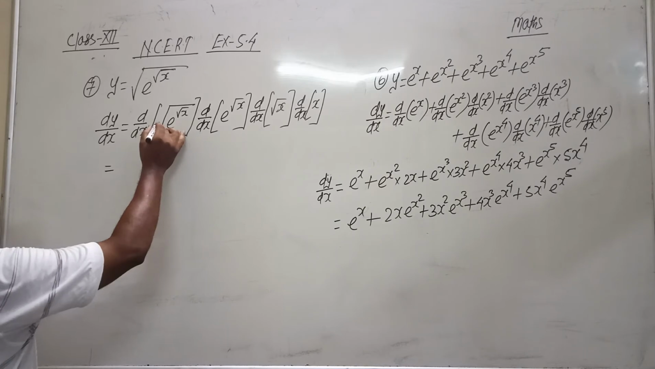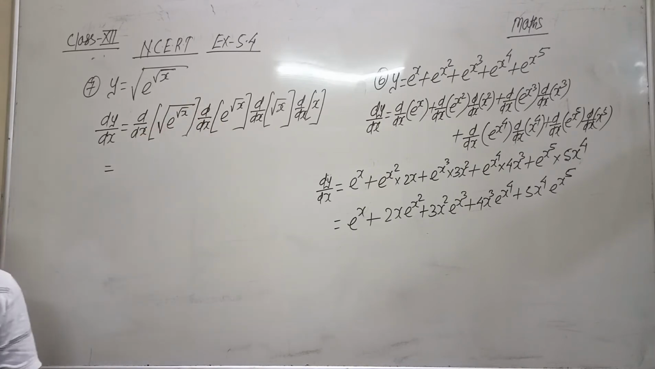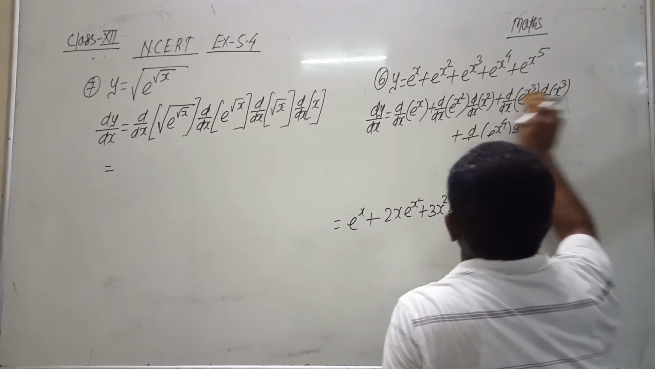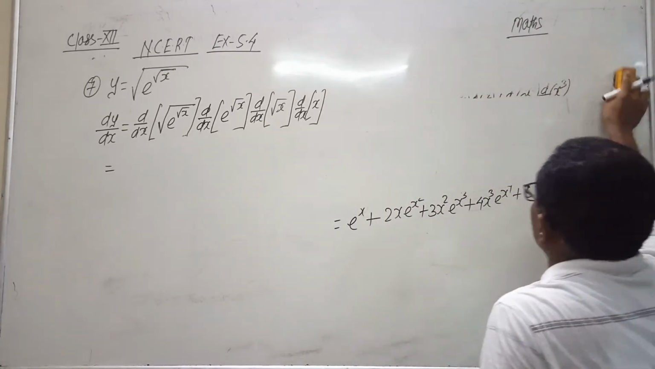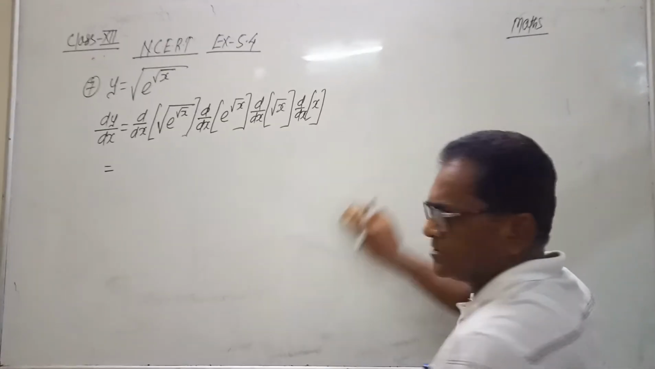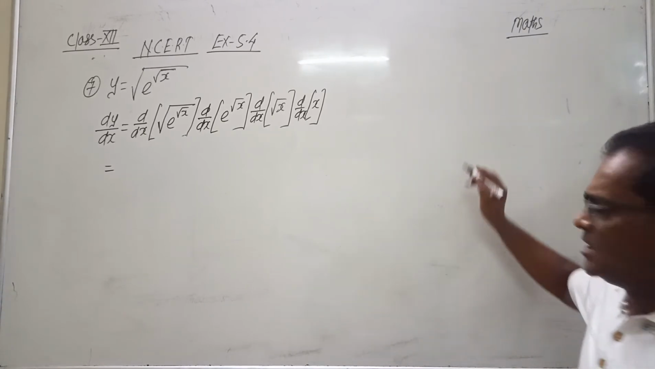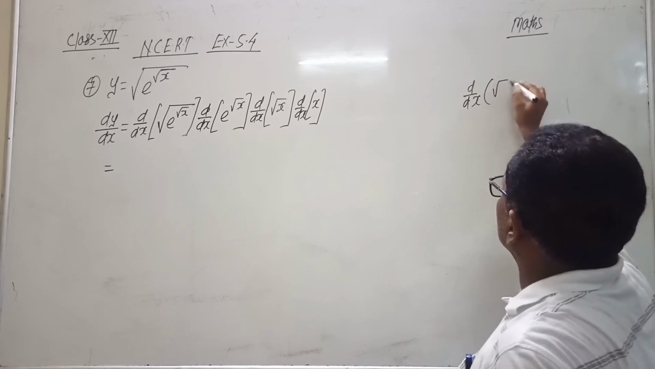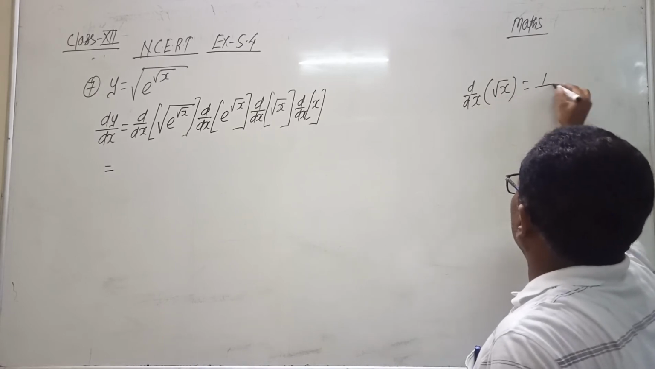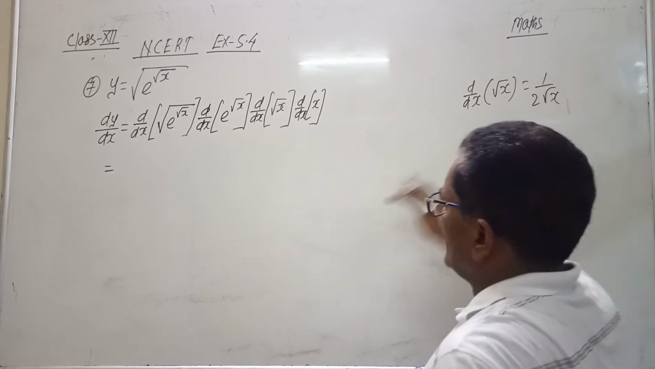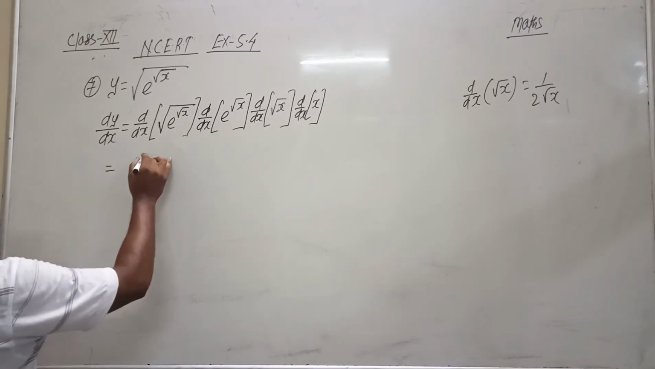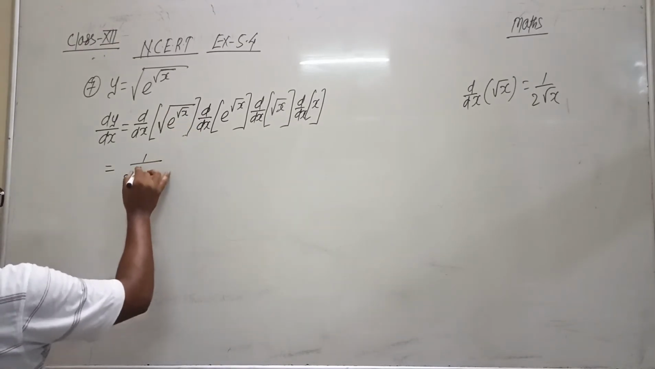So root of x, differentiation of root of x, d by dx of root of x, it comes 1 by 2 root x. This is the common form. d by dx of root x is 1 by 2 root x. So directly we will write root of x, 1 upon 2 root x.